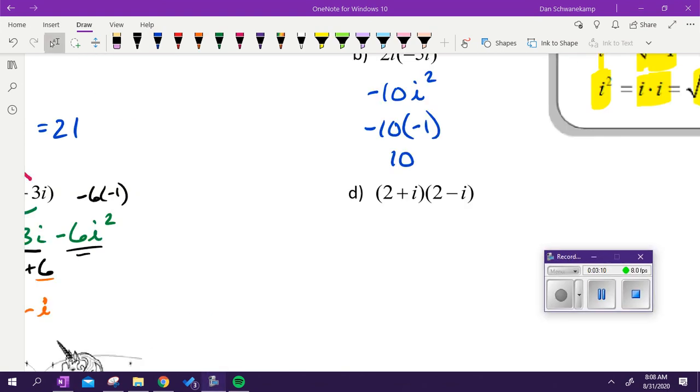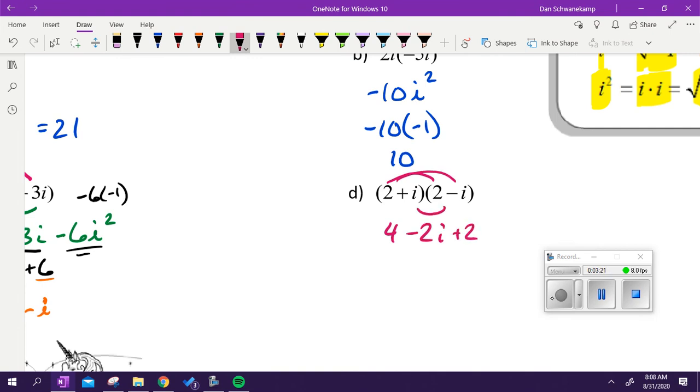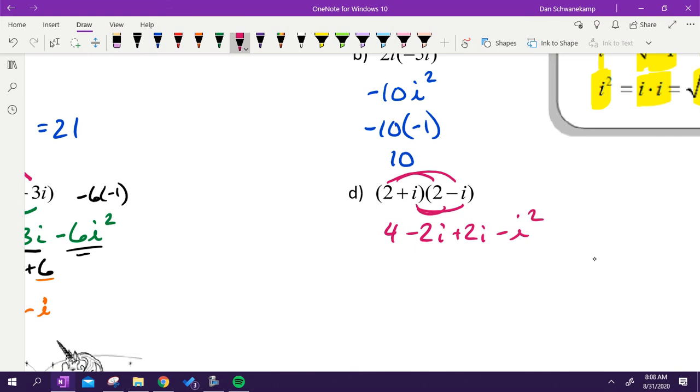Show me with your fingers. What'd you get for letter D? We're getting a lot of 5s. Let's see if we agree. 2 times 2 is 4. Minus 2i plus 2i. And then i and a negative i would get me -i squared. These two things are opposite, so they're going to cancel. That's 4 plus 1 because it's minus -1, because that's what i squared is. That gets me 5.